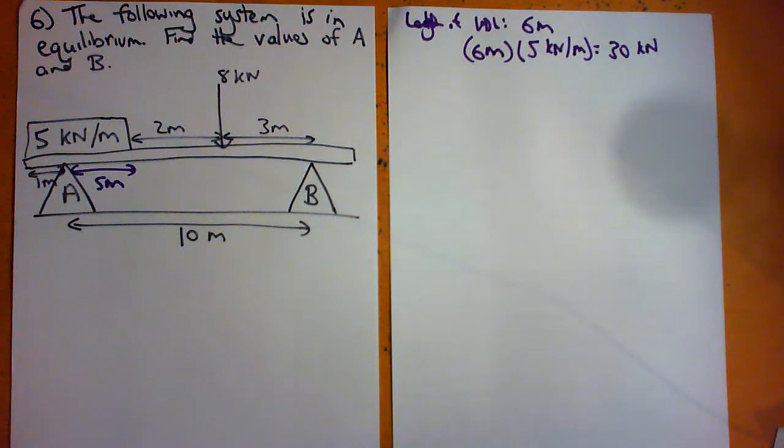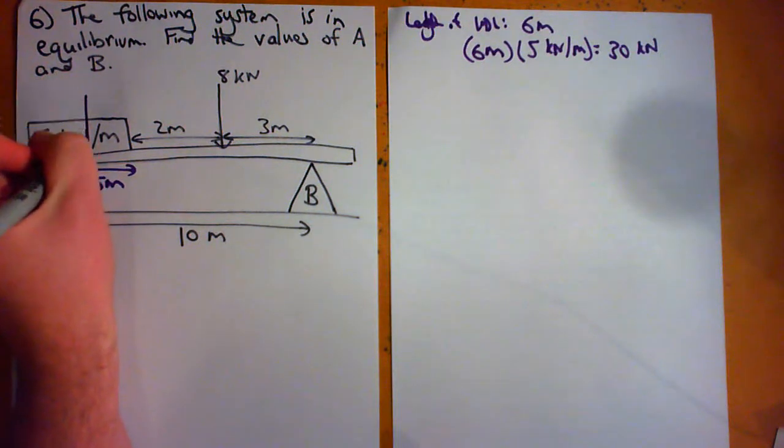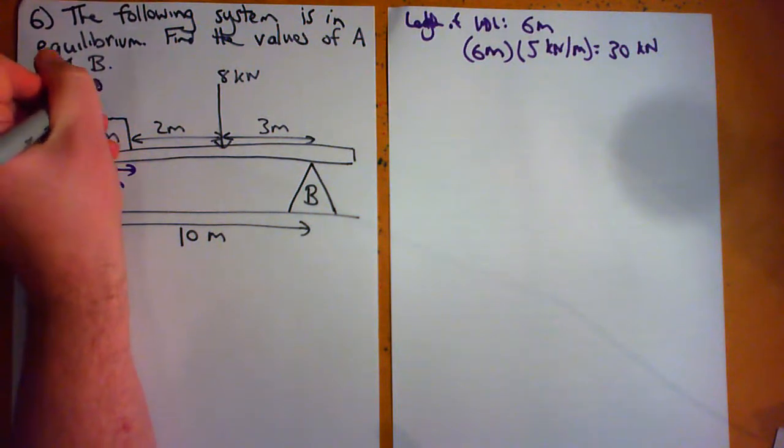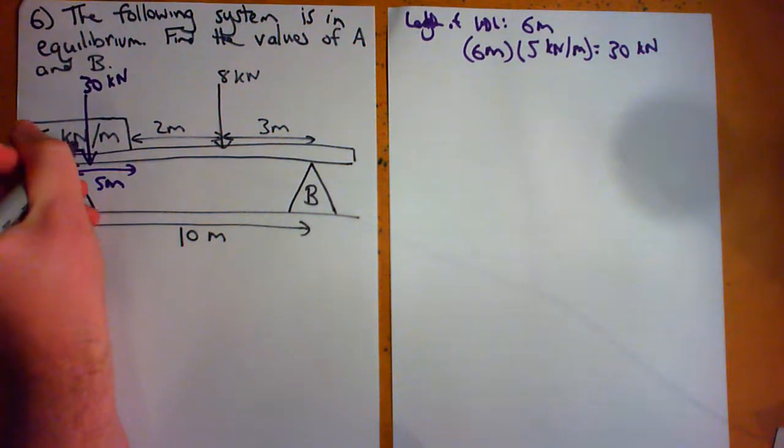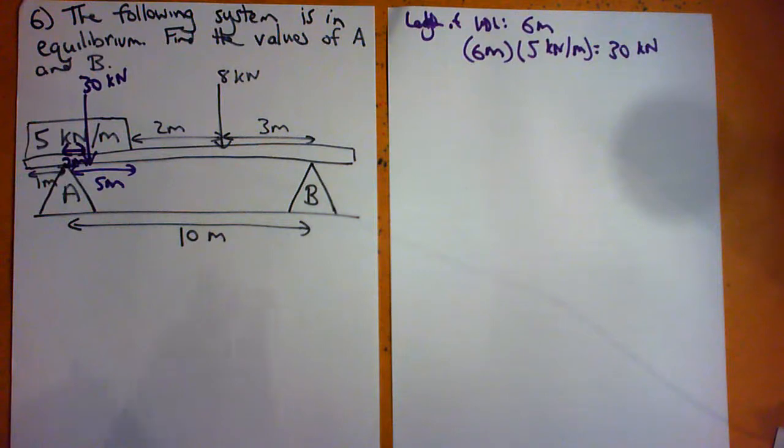So the weight of a UDL can always be taken to act through its centre. We know that it's 6 metres long, so its centre must be 3 metres along. So 3 metres from, let's say, the far left-hand end of the UDL. Because we've got that 1 metre overhang beyond A, that means that 3 metres from the edge of the UDL would be 2 metres to the right of A. So we have effectively got a 30 kilonewton force acting 2 metres to the right of A.